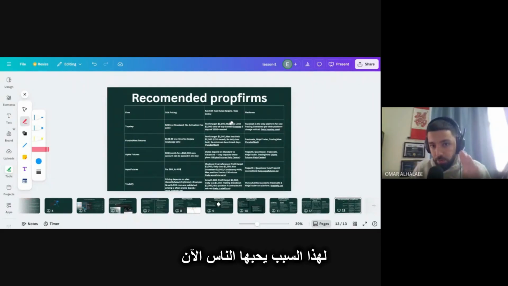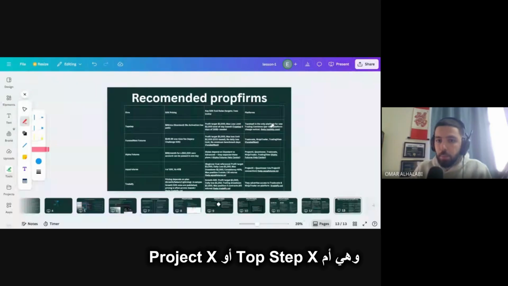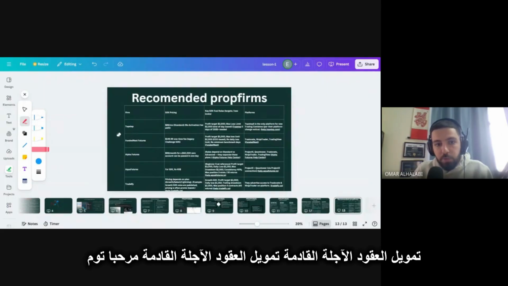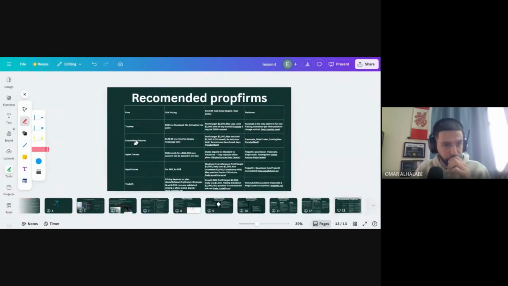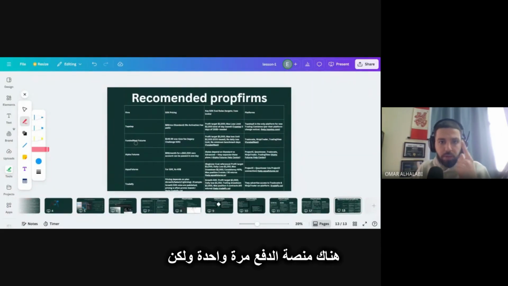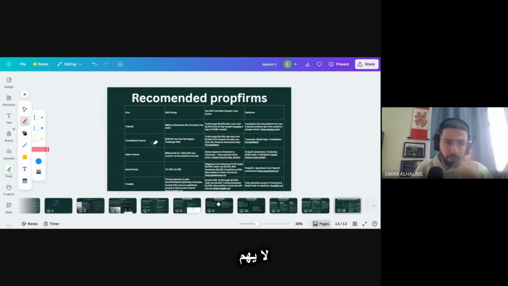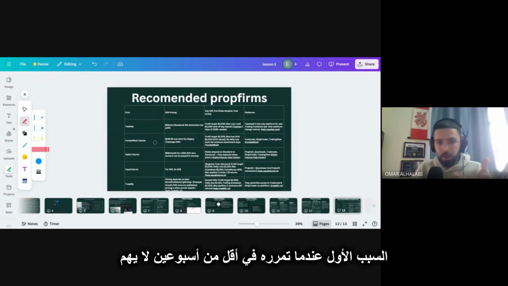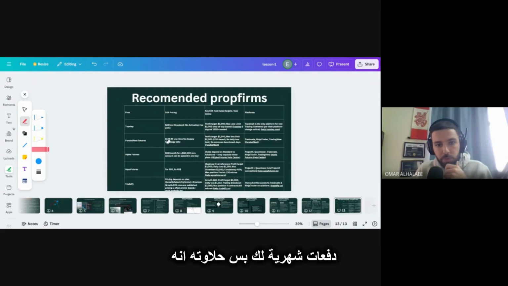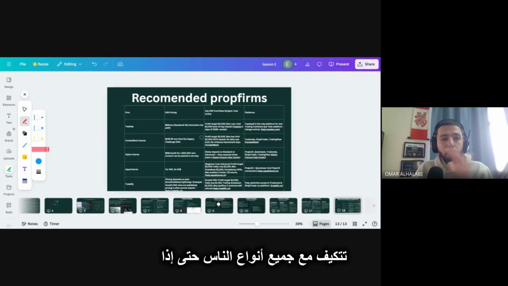That's why people love it now. And it's the mother of Top Step X or the Project X that we talked about. Funded Next Futures are a one-time payment platform, but it doesn't matter for us, because when you pass it in less than 2 weeks, the monthly payments don't matter for you. What I like about them is that they are accommodating to all kinds of people.